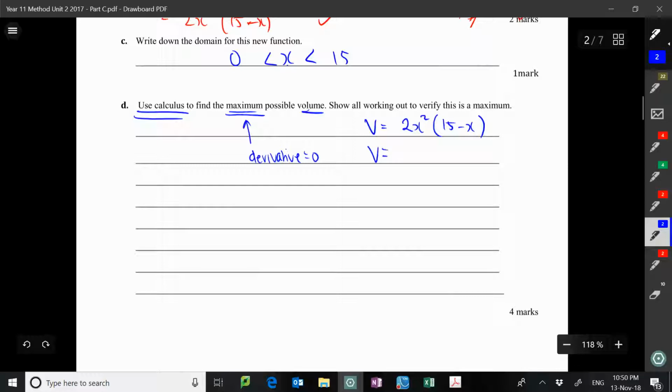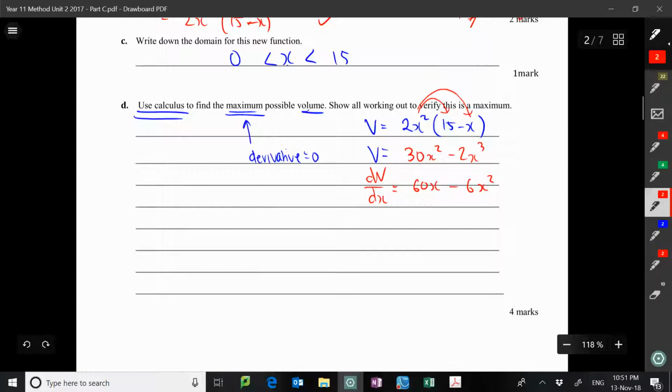Now, hopefully you've learnt from practicing what I've shown you. This is part of your SAC as well. You can use product rule. You can expand it to make it easy because they're all pretty easy to multiply. That's now 30x squared, and that's what? Minus 2x cubed. You can all derive this. dV/dx, which is the derivative, derive this, that now gives you what? 2 times 30 is 60x minus 6x squared. There you go, that's my derivative.